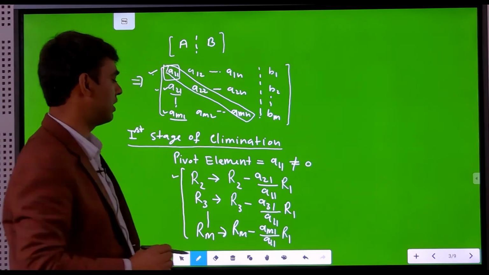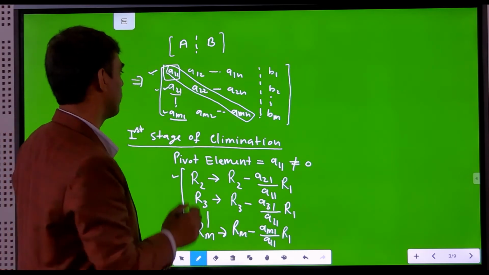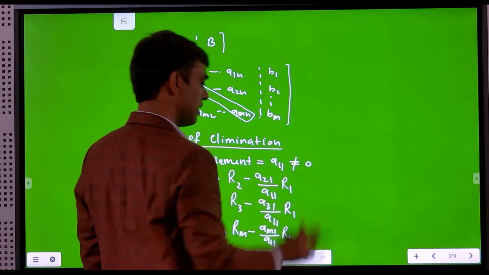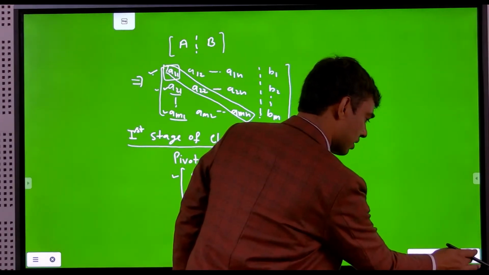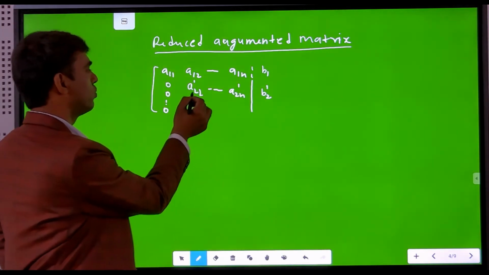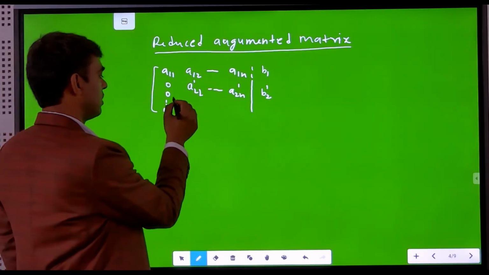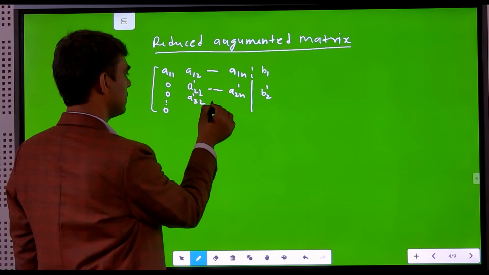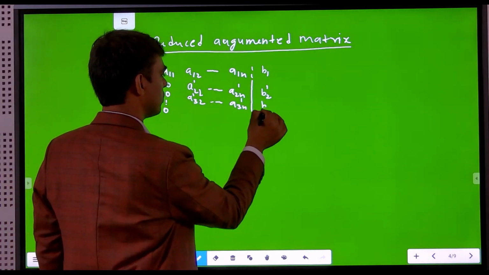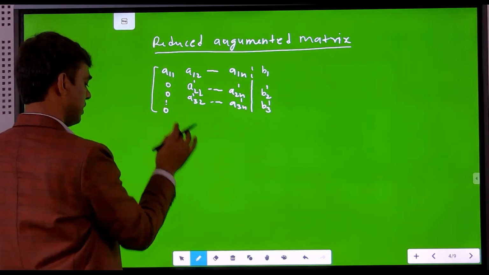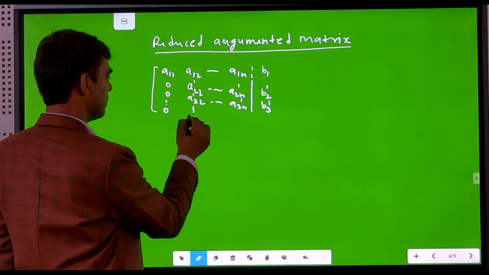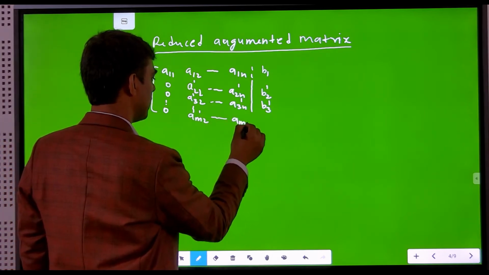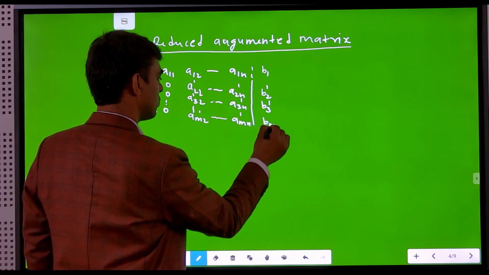That means the row operation R2 tends to R2 minus A21 upon A11 R1, we perform the operation on R2. So there is a change in the values of the coefficients A22, A23 up to A2n and B2. After modification of the values, suppose they are A22 dash, A2n dash up to B2 dash. Similarly, in the third row, for the sake of simplicity, suppose we write the third row also. This becomes A32 dash up to A3n dash, and this becomes B3 dash. In a similar manner, this one is AM2 dash up to AMN dash, and the next one becomes BM dash.